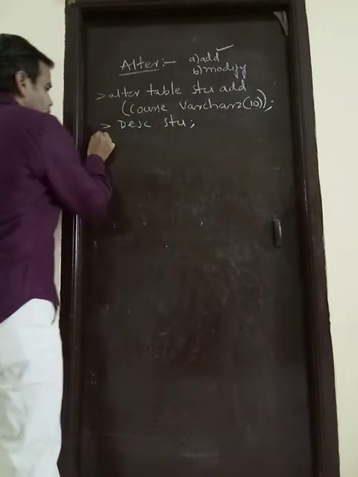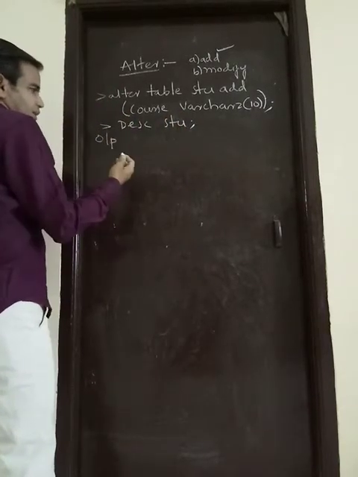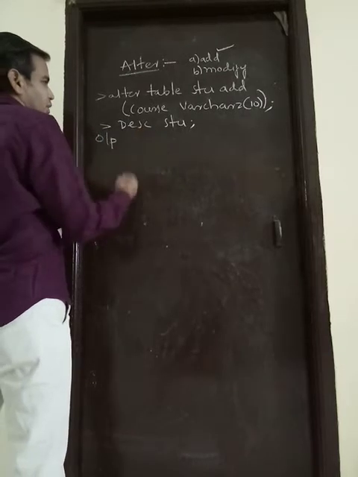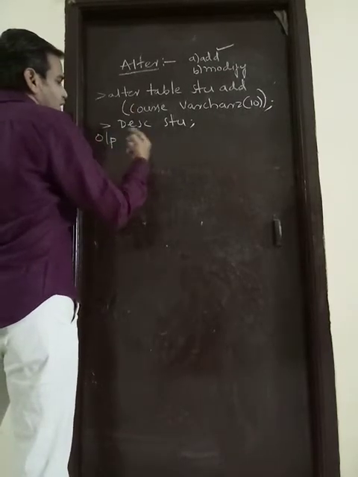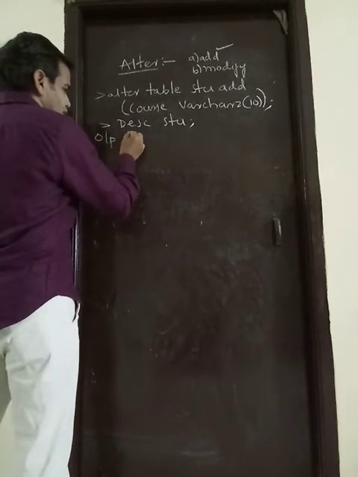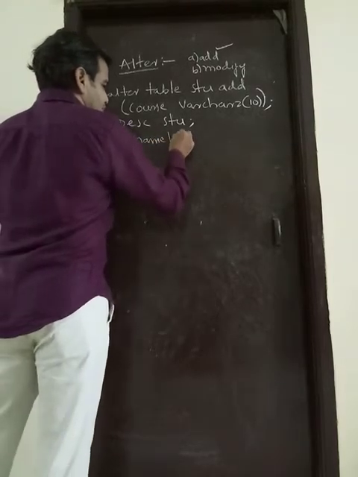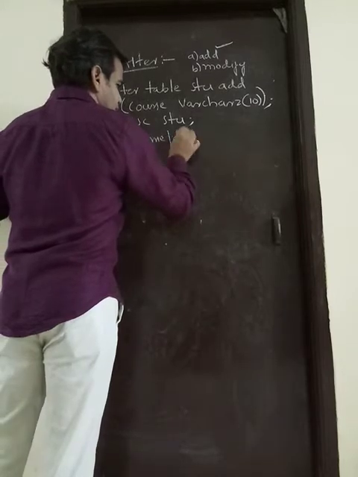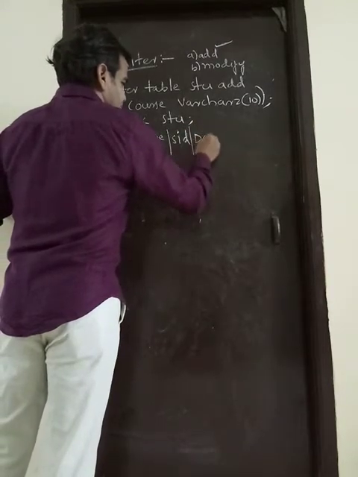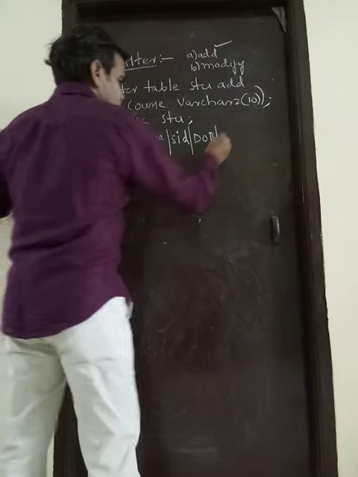So it will display the output as 4 columns. Before this it contained 3 columns, but here we added a new column with the help of alter. So first student name, then student ID, then date of birth. Now the newly inserted column, course.